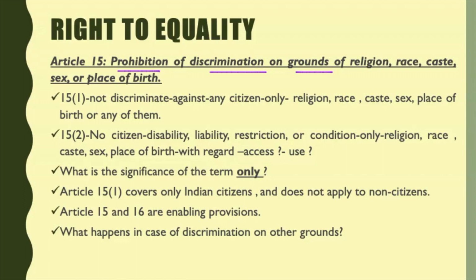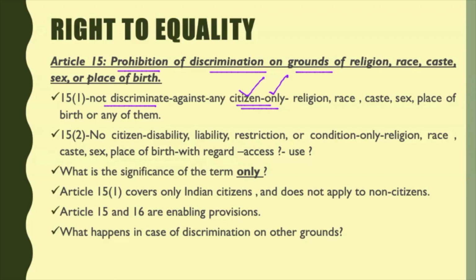Now, if you go and read Article 15 clause 1, it talks about that the state shall not discriminate against any citizen on grounds only of religion, race, caste, sex, place of birth or any of them. So, यहाँ पे you need to focus on the words citizen as well as only.